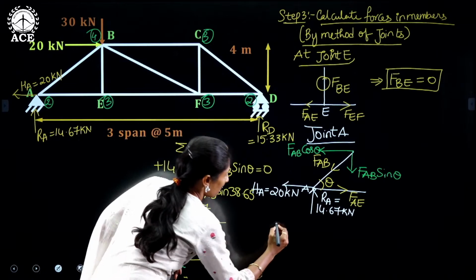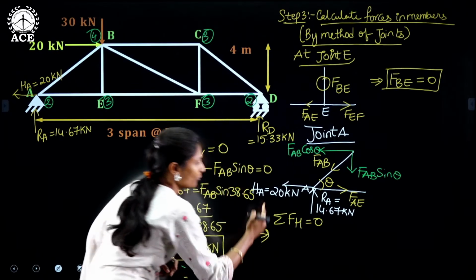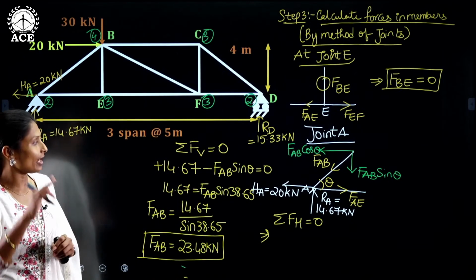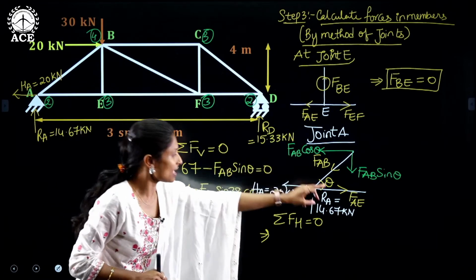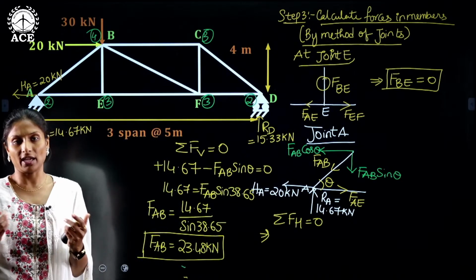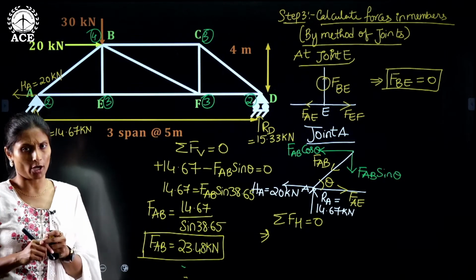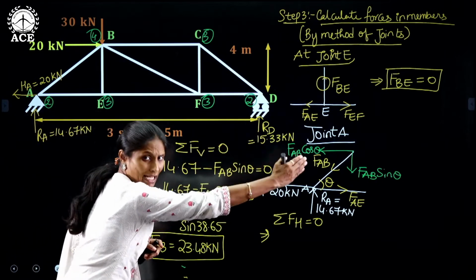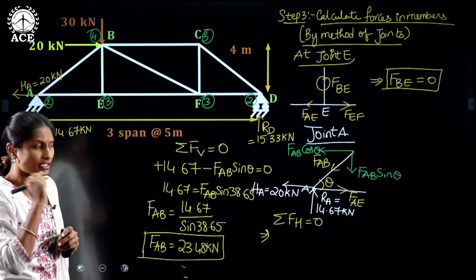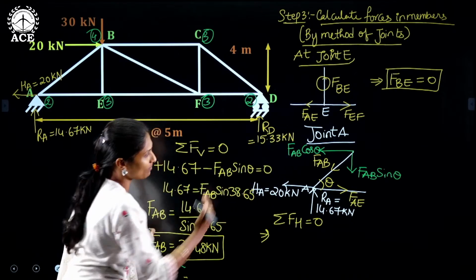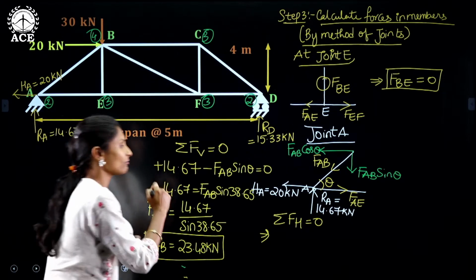Then applying sigma FH equals to 0. How many horizontal forces? There are three horizontal forces. One is HA, one is FAB cos theta, and the other one is FAE. According to the sign convention assumed in the starting of the problem, the forces acting towards that side are positive and the forces acting the other side are negative. So HA and FAB cos theta are acting towards this side.